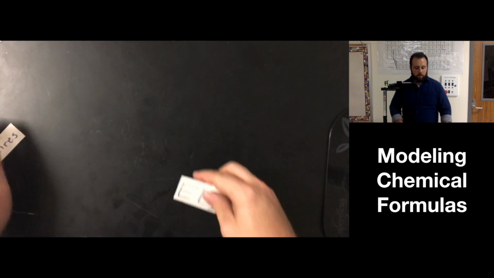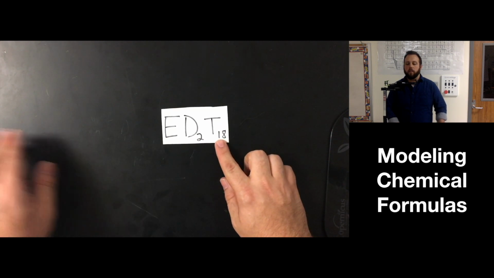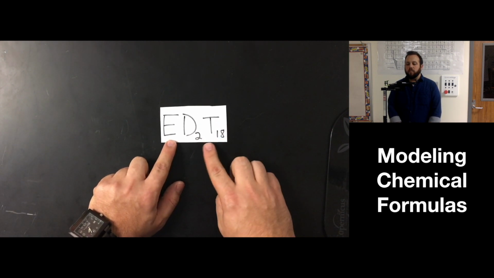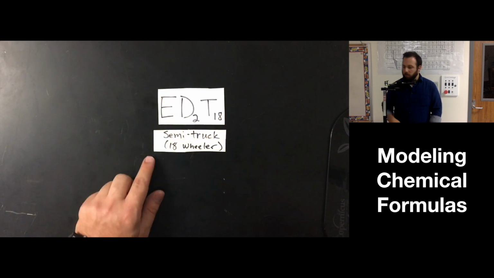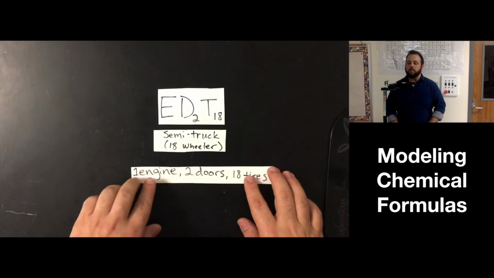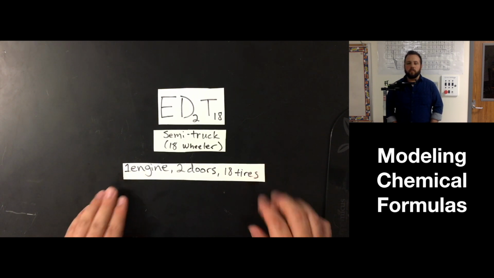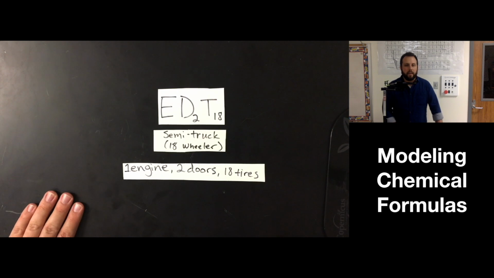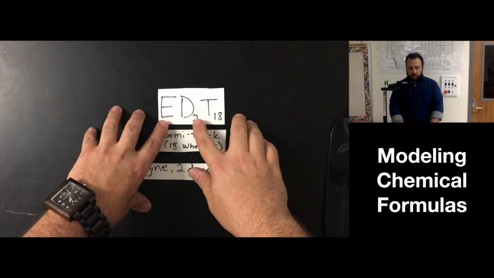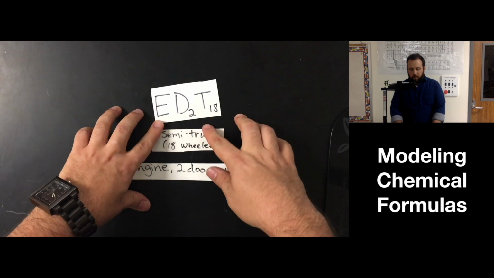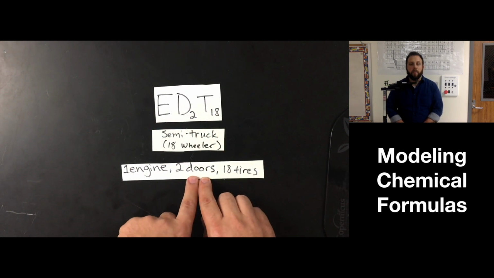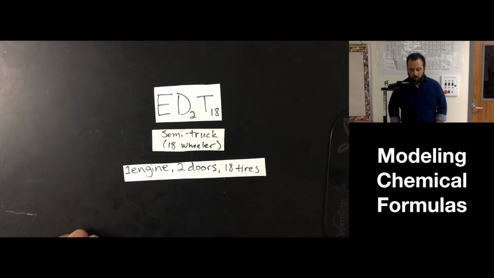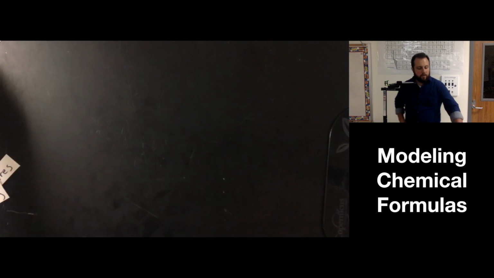Now here's an easy one. Now that we should have this pattern going: 1 E, 2 D's, and 18 T's. You probably guessed that is a semi-truck or an 18-wheeler because it's made of 1 engine, 2 doors, and 18 tires. So you can see how these, what are called subscripts, tell us information about how many of each one of these parts there are.